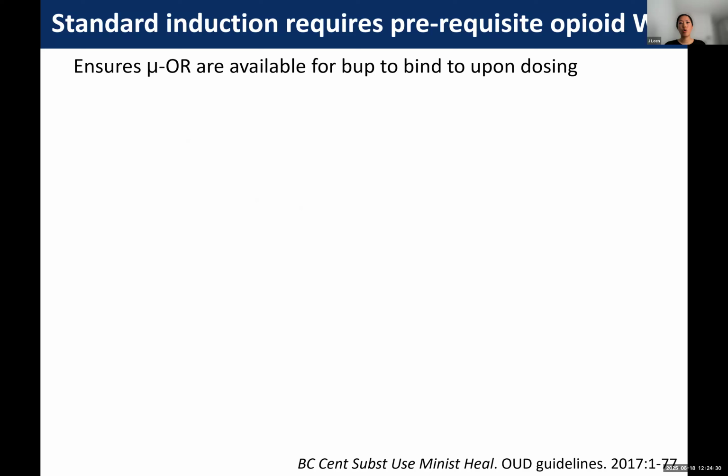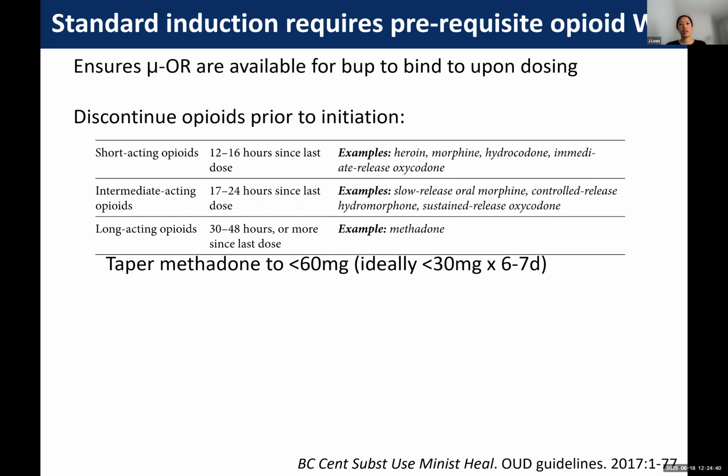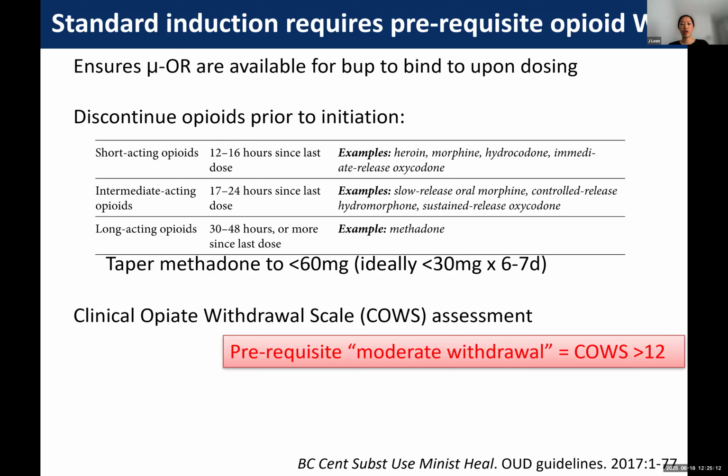So standard induction requires prerequisite opioid withdrawal, meaning that patients who are chronic users need to stop using beforehand to ensure that there are some receptors available and open for buprenorphine to bind to. The suggested times of discontinuation are listed here for short-acting to long-acting opioids. And for methadone specifically, they say that improved success to transition to buprenorphine is best if you taper all the way down to 30 milligrams. And we're aiming for moderate withdrawal, so a COWS score greater than 12.